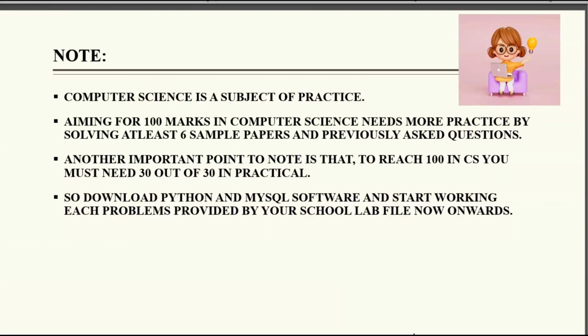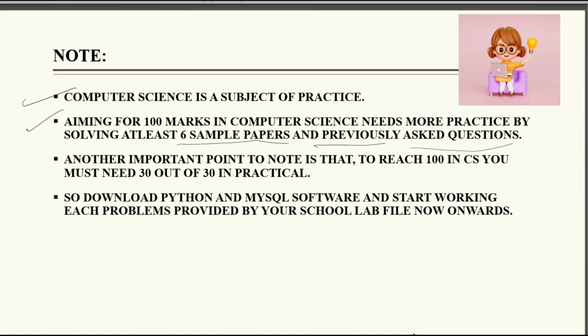Computer science is a subject of practice, right? So you should practice to get good marks in computer science. It is not a memorizable subject, so you should not skip any programs or any points to remember; you should just work and practice. The second one is that aiming for 100 marks in computer science needs more practice, by solving at least 6 sample papers and previously asked questions.